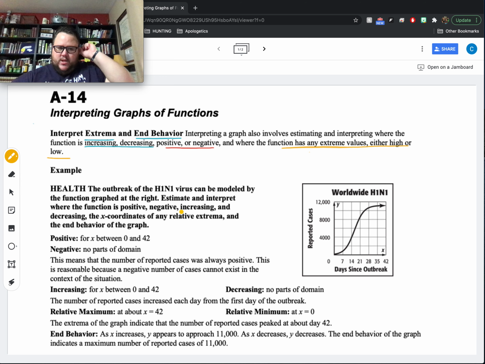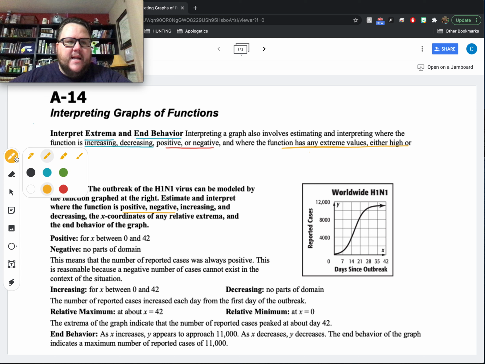So, for example, we're going to start with the outbreak of the H1N1 virus. Seems a little fitting for what we're going through with COVID, but the H1N1 virus can be modeled by the function graphed at the right. Estimate and interpret where the function is positive and negative.